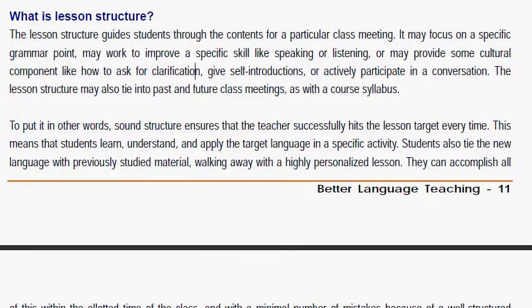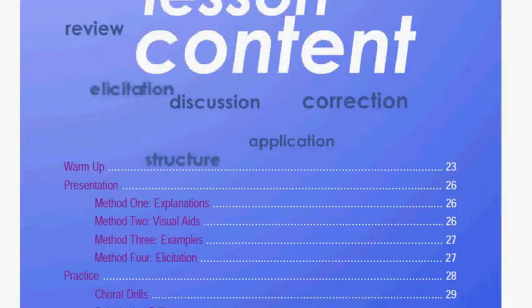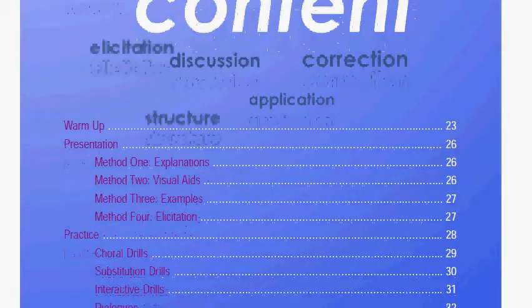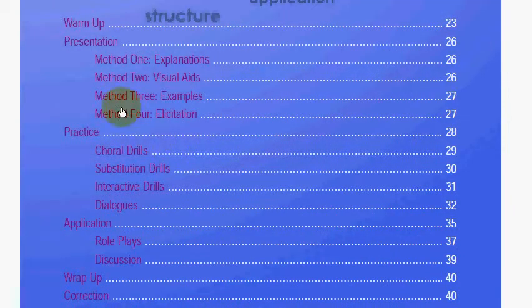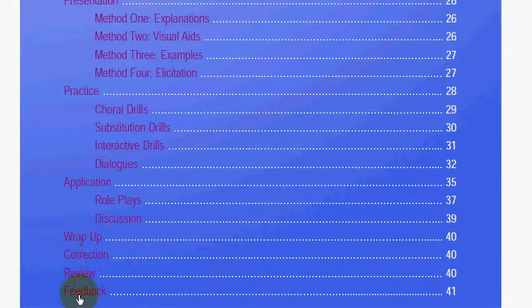In Chapter 2, Chris talks about lesson content, basically step-by-step, how to go through the different parts of a particular lesson: how to get through your warm-up, different methods for presentation, and different drills for the practice section, as well as application towards the end of a lesson. And some other parts, for example, correction and review and feedback towards the end of a particular lesson.